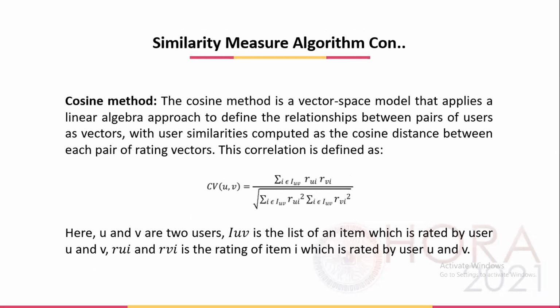So the cosine method is another algorithm. Mathematically, it measures the cosine of the angle between two vectors projected in a multidimensional space. This is the formula of the cosine method. Here, U and V are two users. I_UV is the list of items which are rated by users U and V. R_UI and R_VI are the ratings of item I, which is rated by users U and V.